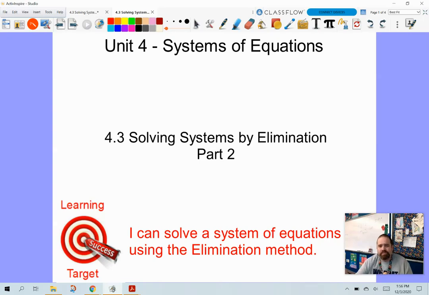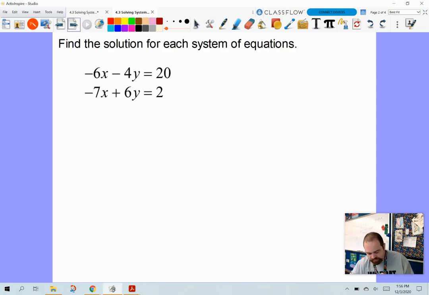All right, so hopefully you found some success with what we did previously where you had to solve by elimination. The only difference between that and what we're doing today is you're going to have to manipulate both equations to create a scenario where either the x variable or the y variable will cancel out. Now, what I mean by that is if you look at this one, I can't simply multiply the -6 by something to make it cancel out a -7, or I can't multiply the -4 by something to make it cancel out a 6. So you have to think a little bit bigger on this one.